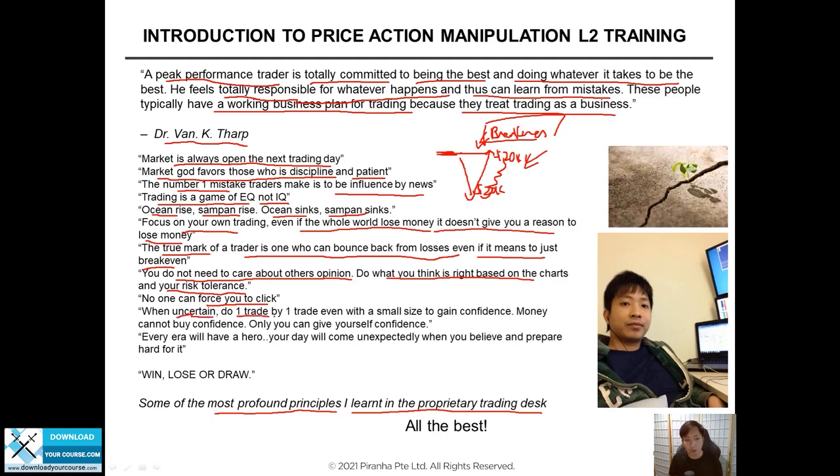When uncertain, do one trade at a time, even with a small size, to gain confidence. Because money cannot buy confidence. How can money buy confidence? True confidence comes from within yourself. Only you can give yourself confidence. You need to make yourself do certain things to give yourself confidence.